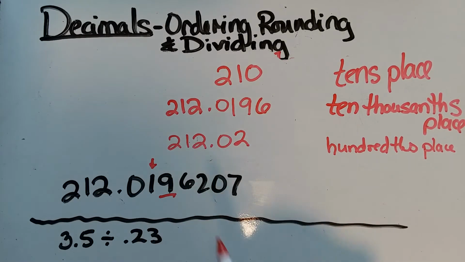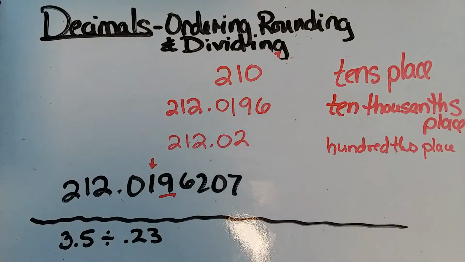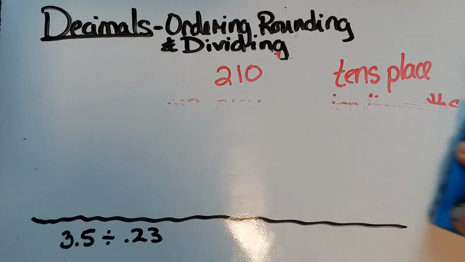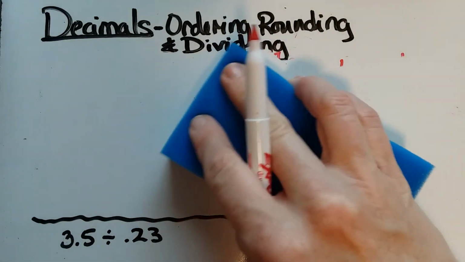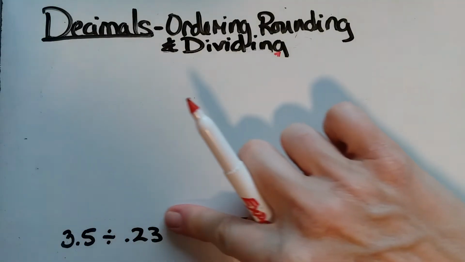Thousandths, 10 thousandths, 100 thousandths, millions, and 10 millions. Right. So those are 3 different roundings of that same, given that same number. All right. So let's think about dividing now.